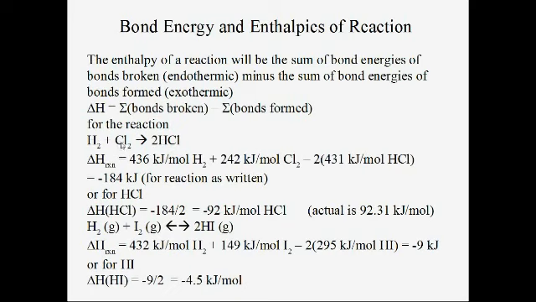So for the reaction hydrogen plus chlorine gives us hydrogen chloride, we're going to break a hydrogen-hydrogen single bond and a chlorine-chlorine single bond, and we're going to form two hydrogen-chlorine single bonds. So we look up the bond energy of hydrogen, add on the bond energy of chlorine, and subtract off two of the bond energies of hydrogen with chlorine, and we get an estimate of minus 184 kilojoules for this reaction as written.